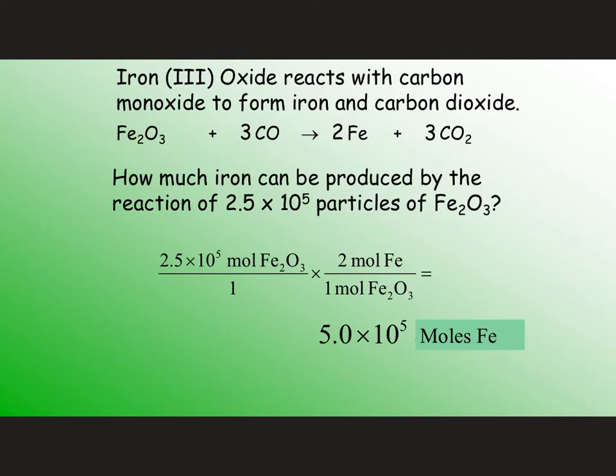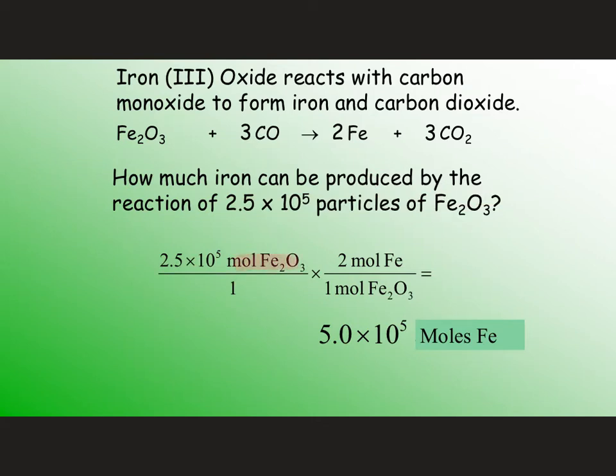How much iron can be produced by the reaction of 2.5 times 10 to the 5th particles of Fe2O3? So it gave me Fe2O3, so I'm going to start off with this 2.5 times 10 to the 5th of the Fe2O3. Again, because I'm just comparing relative amounts, I can just simply use moles. I don't actually care what kind of particle it is. So my given is 2.5 times 10 to the 5th moles of Fe2O3. And you can put that over 1. So that's going to start off our math.